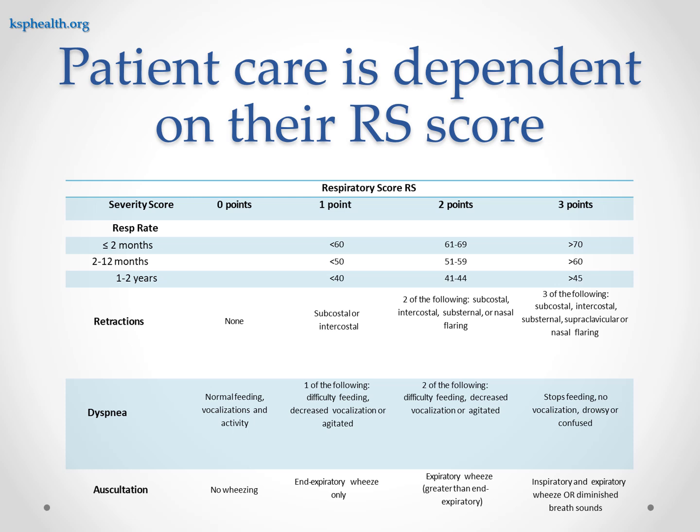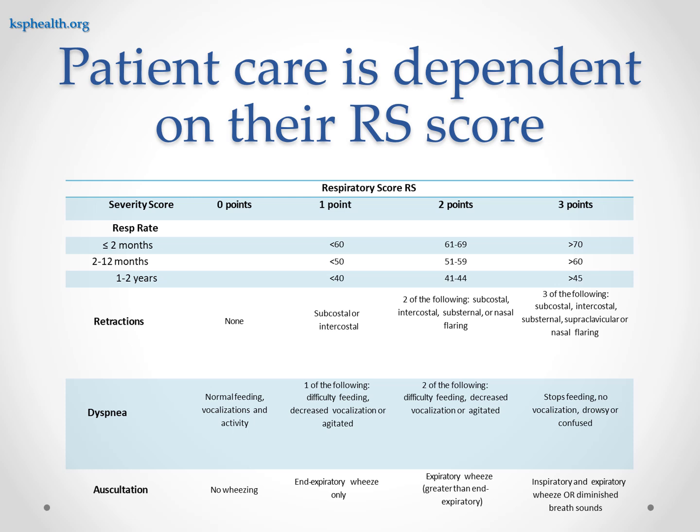This is the respiratory score system we follow in our hospital. It has 4 components of the scoring system from 0 points to 3 points: 0, 1, 2, 3. We use 4 parameters to have the assessment done: respiratory rate, which depends on the age, retractions, dyspnea, and auscultation. When there is no retraction, 0 points. Subcostal or intercostal, 1 point. 2 of the following, subcostal, intercostal, substernal, or nasal flaring, give 2 points. If you have 3 of the following, you get 3 points.